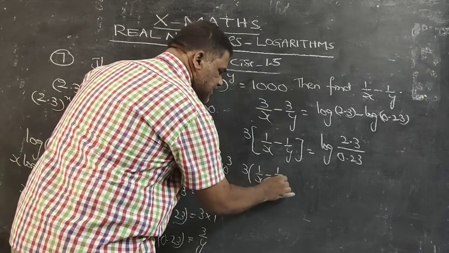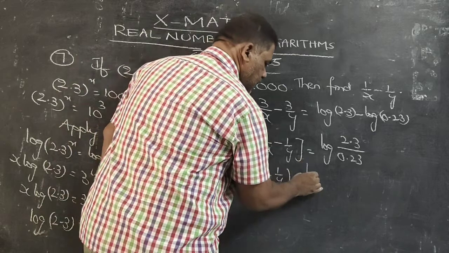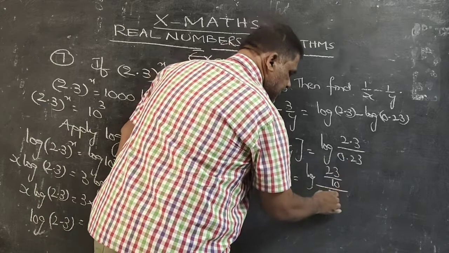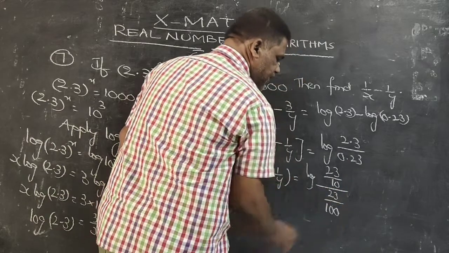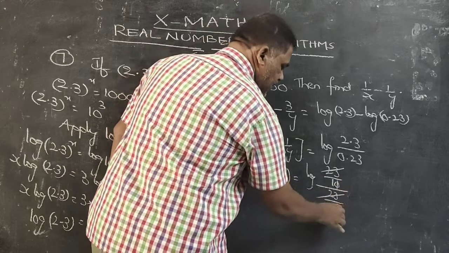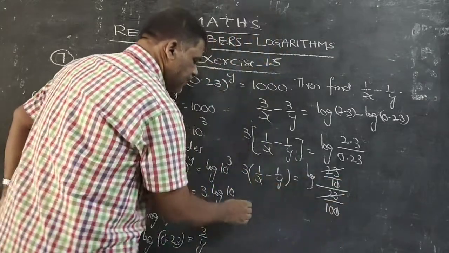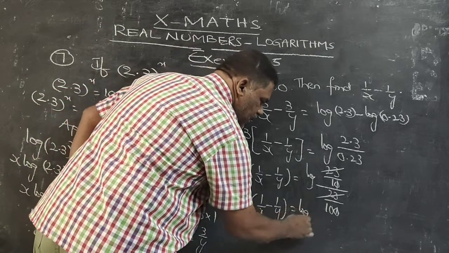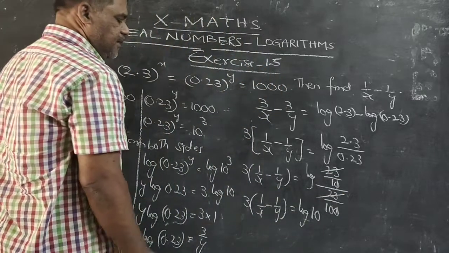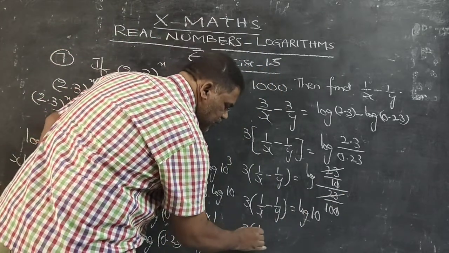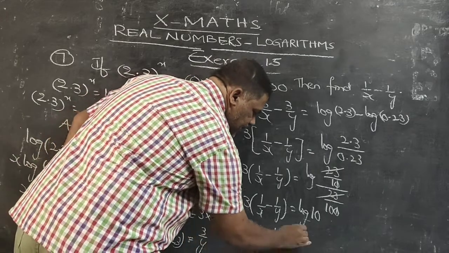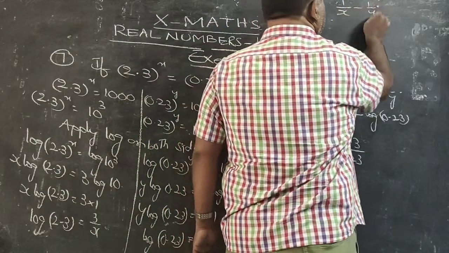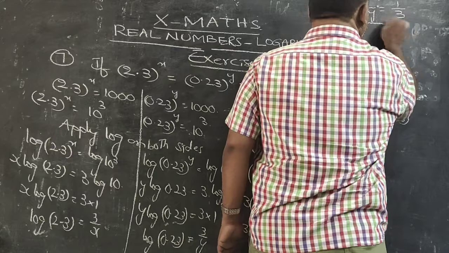3 into 1 by x minus 1 by y is equal to log 2.3, which means 23 by 10. 0.23 means 23 by 100. This 23 you can cancel, the 10 also will get cancelled, and the 10 comes up. It will become 3 into 1 by x minus 1 by y is equal to logarithm of 10, log 10. Log 10 value is 1. So 3 into 1 by x minus 1 by y is equal to 1. 3 you take that side. So 1 by x minus 1 by y is equal to 1 by 3, answer.